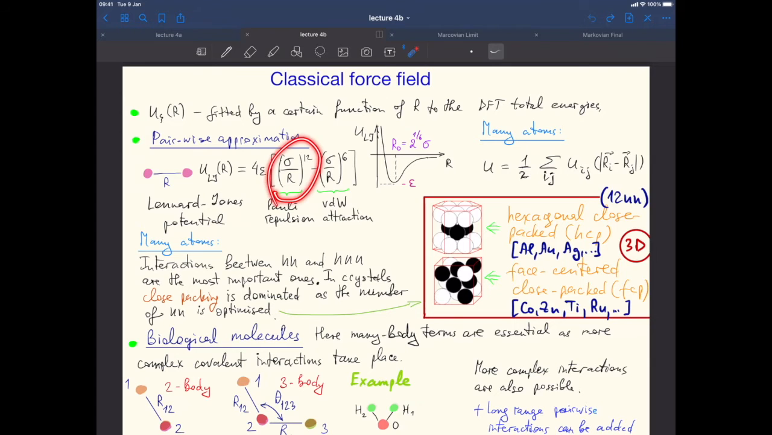The first term in this Lennard-Jones potential is responsible for the repulsion between atoms at short distances. It has the power 12. And the second term with the minus sign, attraction, and the sixth power, is related to van der Waals attraction between atoms. In crystals, interaction between nearest neighbors and next nearest neighbors is the most important one. And because close packing is dominated, the number of nearest neighbors must be optimized.